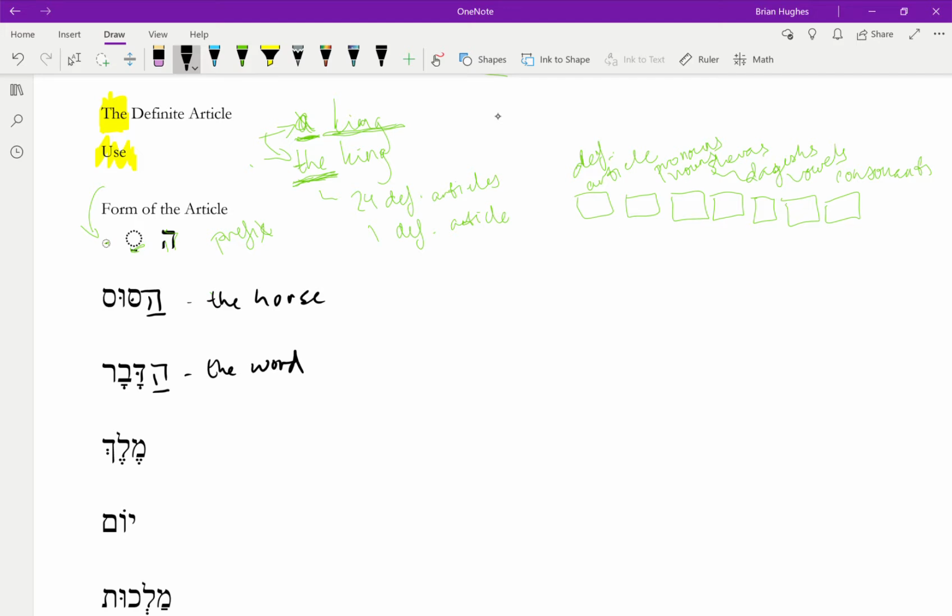Melech becomes hamelech, the king. Yom, a day, becomes hayom, the day.